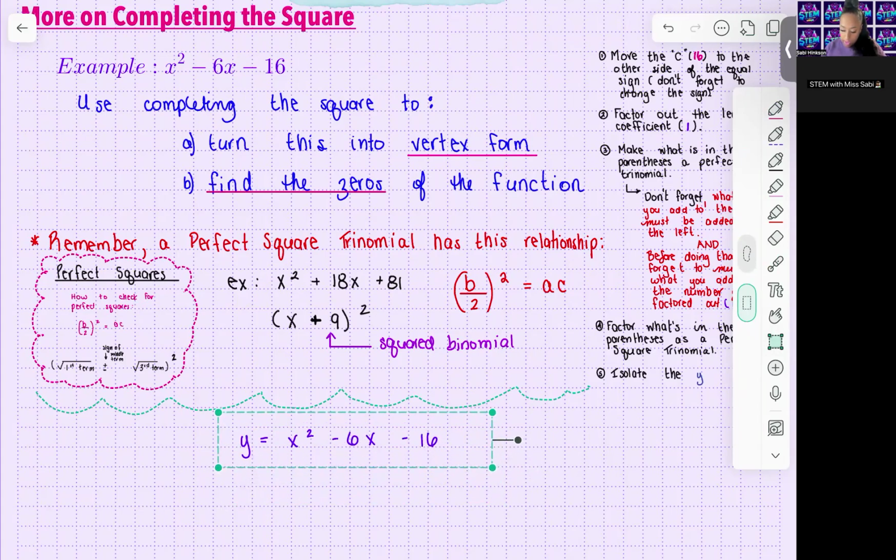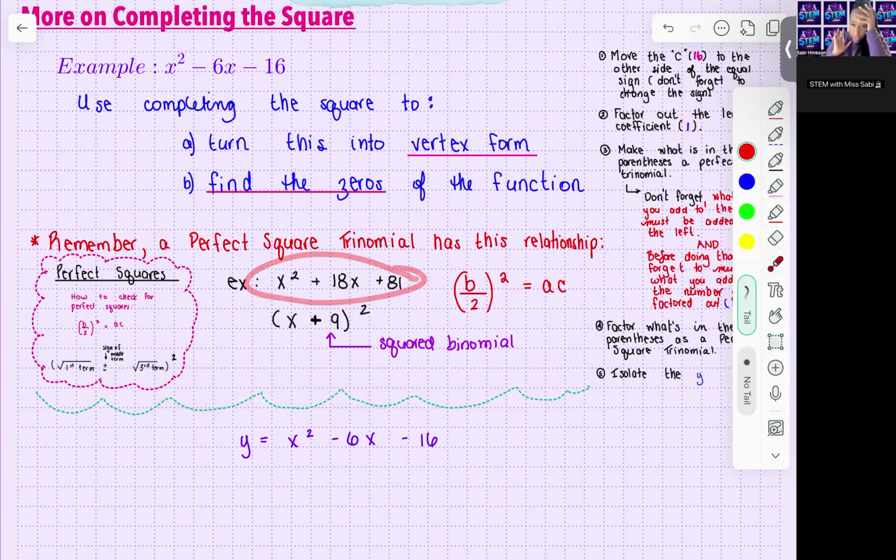So first thing is to remember certain things. How do you identify if you have a perfect square trinomial? This is going back to when it already is a perfect square. Remember, this is A, this is B, this is C. So if B divided by 2, which in this case is 9, so 9 squared, which is 81, is equal to A, which is 1 here, times C, which is 81, then you have a perfect square trinomial. So B divided by 2, squared, is equal to A times C. That is a perfect square trinomial.